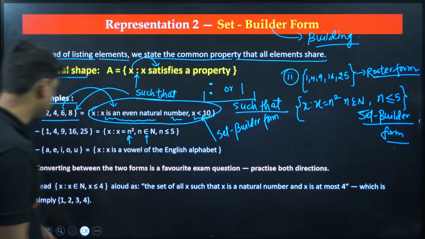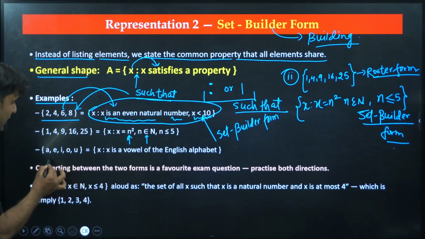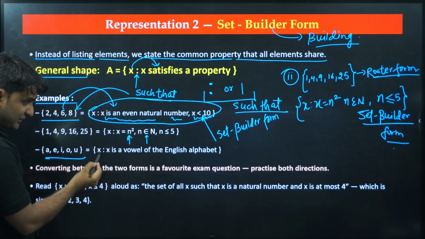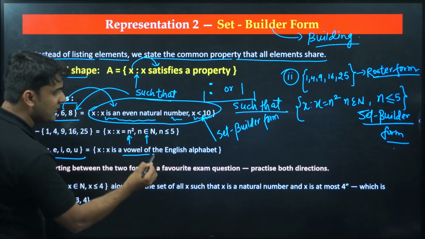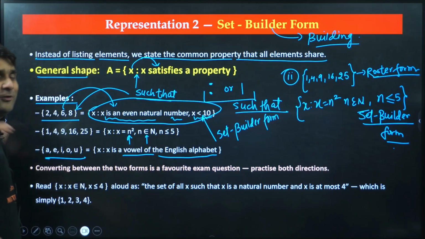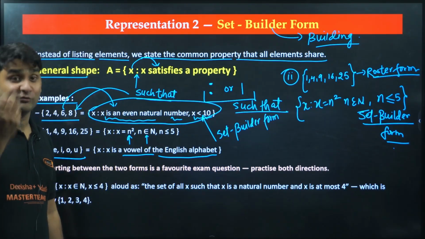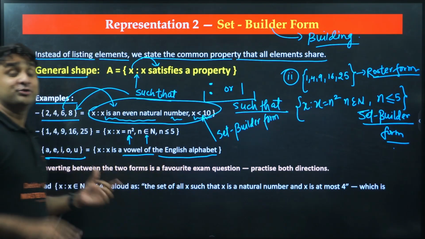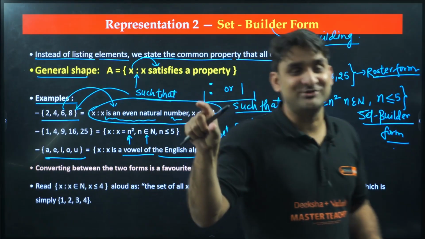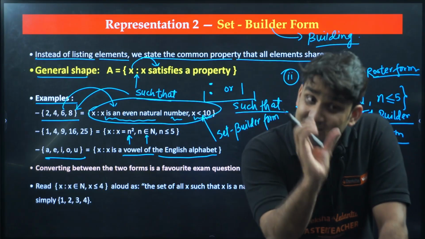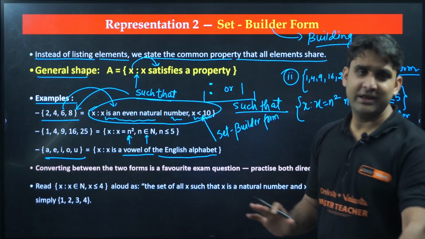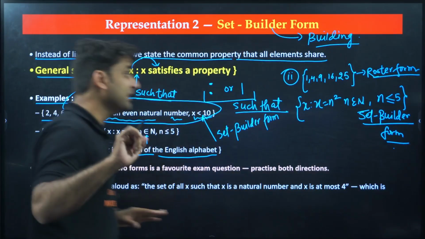For example, one more: a, e, i, o, u. Again, this is roster form because only objects are there. Object means vowel letter, alphabetic letter. And for this, we can write x such that x is a vowel of the English alphabet. We all know how many vowels are there in the English alphabet? 5 vowels. So a, e, i, o, u. So this is set builder and this is roster. Set builder means English description, English language, and roster means the elements will be there directly, in the form of numbers, persons, or anything. No language will be there. So this is all about it. I hope these things are clear for you.